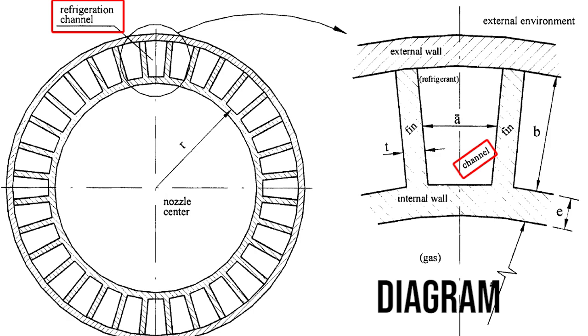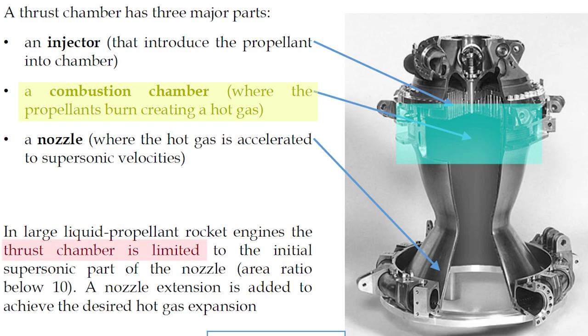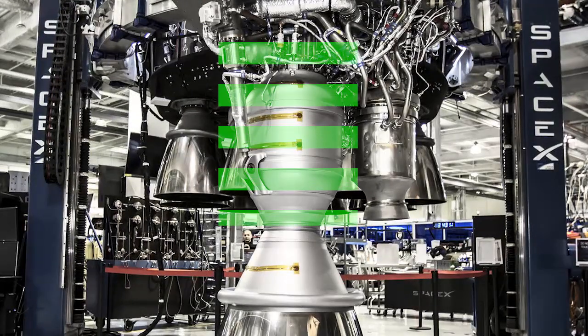So if you didn't understand any of that, here is a diagram. Pretty much the converging section of the nozzle is also referred to as the combustion chamber. Take a look at this diagram here to see what I mean. And here is the regenerative cooling chamber of the Merlin 1D engine at SpaceX.